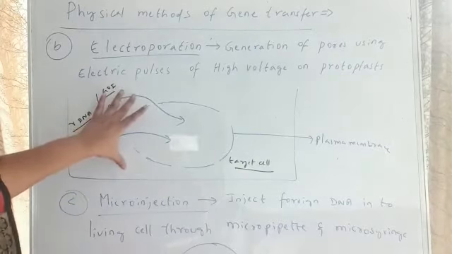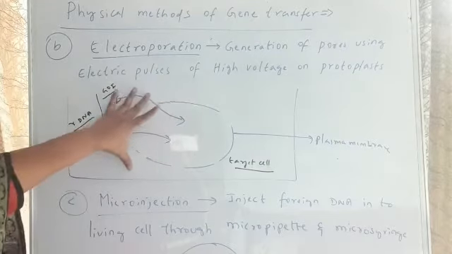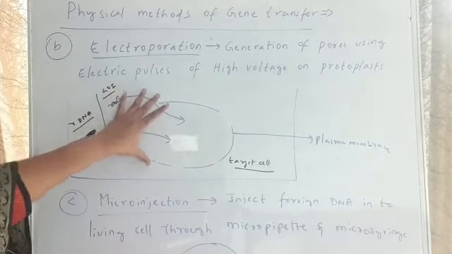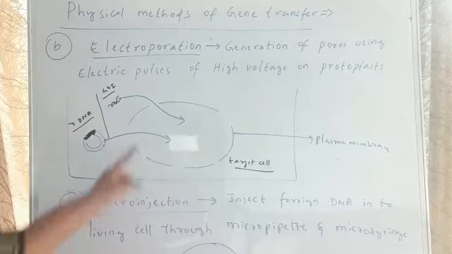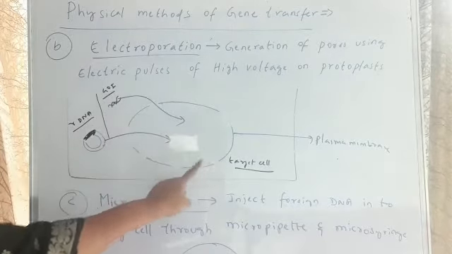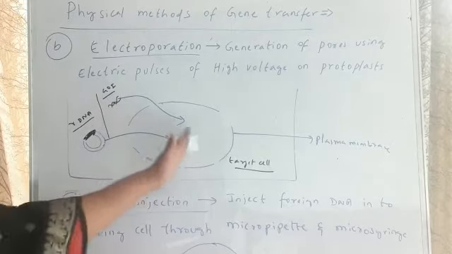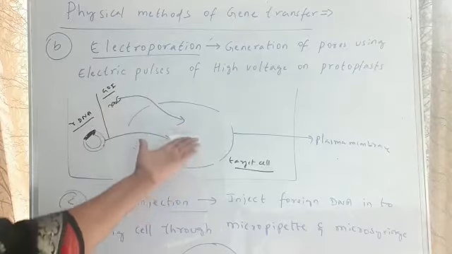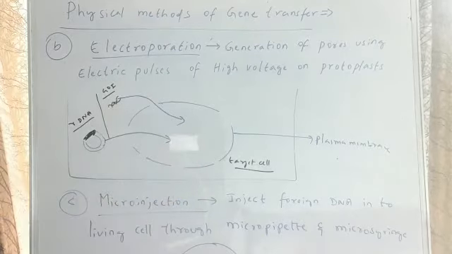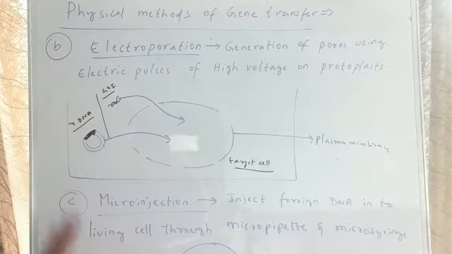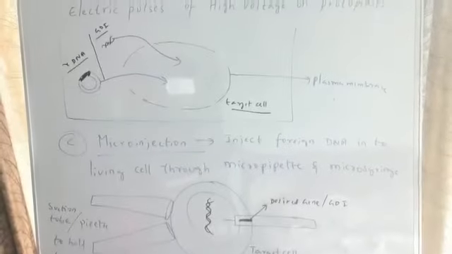So electroporation is applying high voltage electric pulses on the protoplast. Because of that, pores or holes are created on the plasma membrane, and through these pores the recombinant DNA or the gene of interest will enter into the target cell. This technique is used for protoplasts or for animal cells. Now let's go with the next technique.